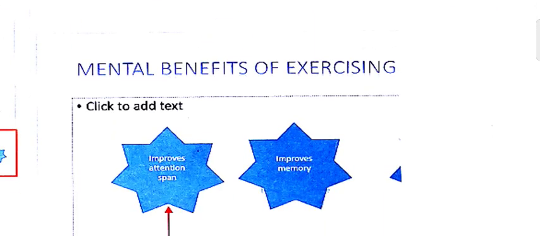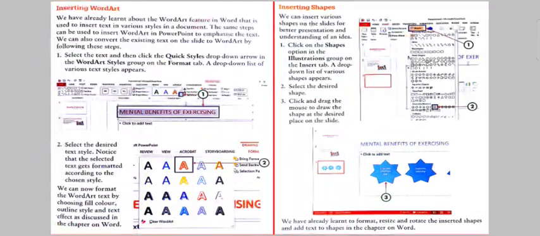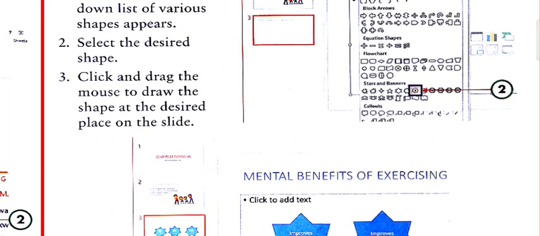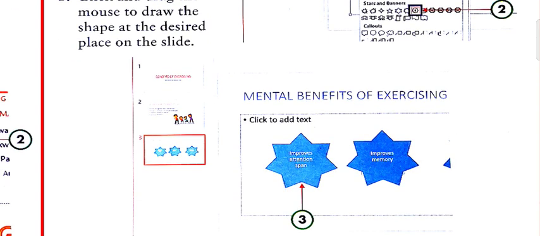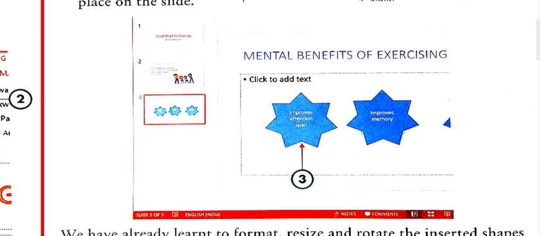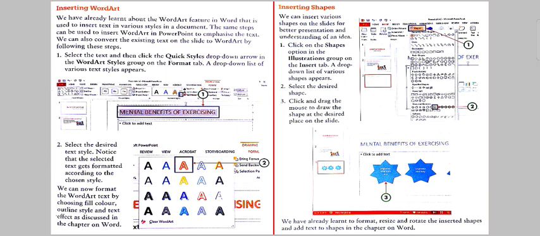Here you can see, after selecting, the shape will appear on your PowerPoint presentation. This is the shape. Now step number 2 is here. We select this shape, and after selecting it, you can see this shape will be inserted in your PowerPoint presentation. You can use the mouse to drag and draw the shape at a desired place on the slide. So these are very simple steps for inserting shapes in a PowerPoint presentation.